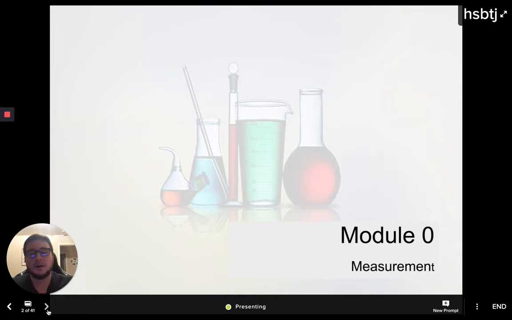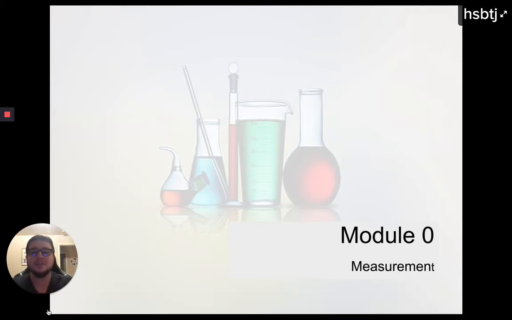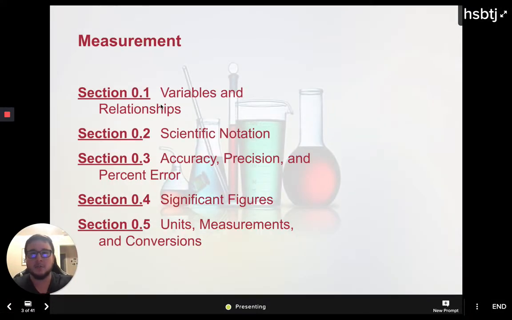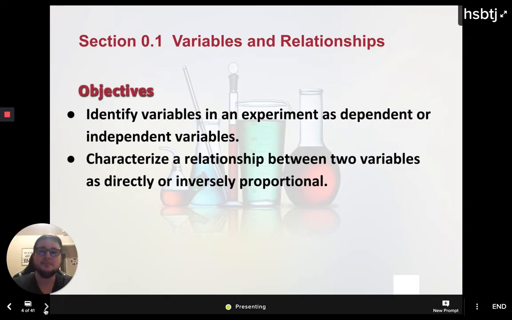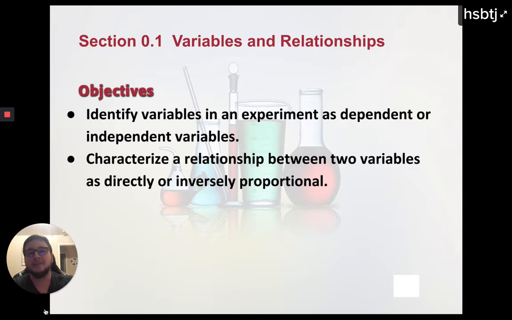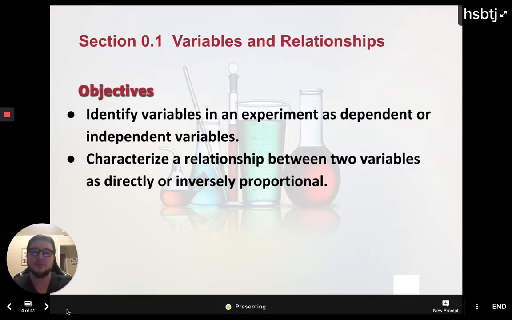Alright, so we are in Module 0, Measurement. This is, I guess, our first official lesson outside of like lab safety and lab equipment that we've done so far. And we are going to be in Section 1, which is Variables and Relationships for this lesson. Okay. So our objectives for today, we're going to identify variables in an experiment as either dependent or independent variables, and then we're going to characterize a relationship between variables as either directly proportional or inversely proportional. So those are our two objectives for today.